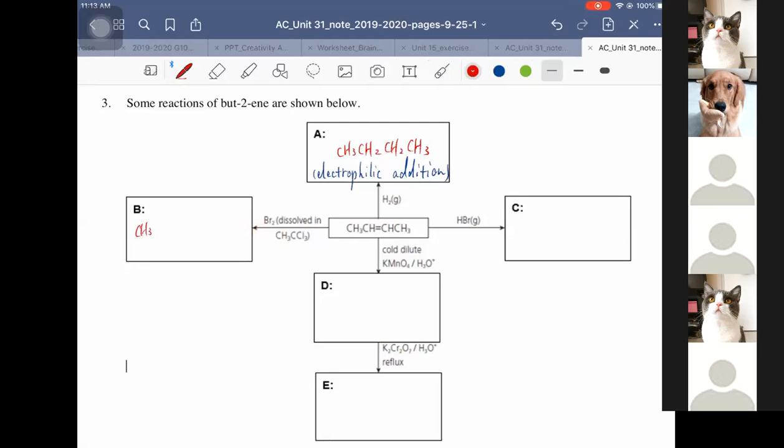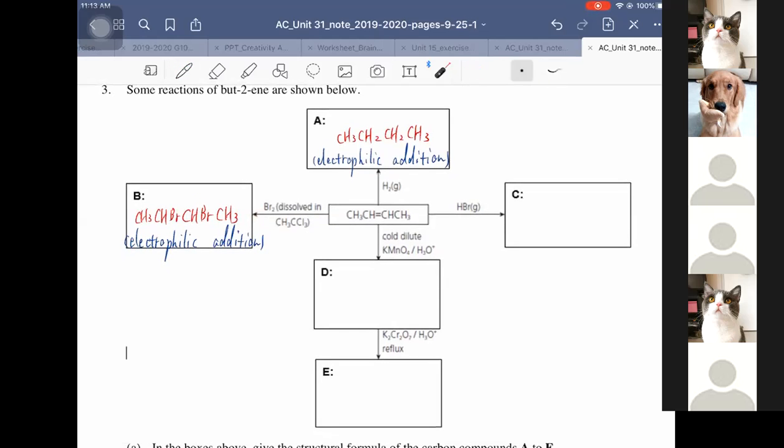It should be CH3CHBr, and then CHBrCH3. So for this one, again, it's electrophilic addition. Okay, so next one. This time we're adding hydrogen bromide. For this one, again, it will add onto both sides of the double bond.